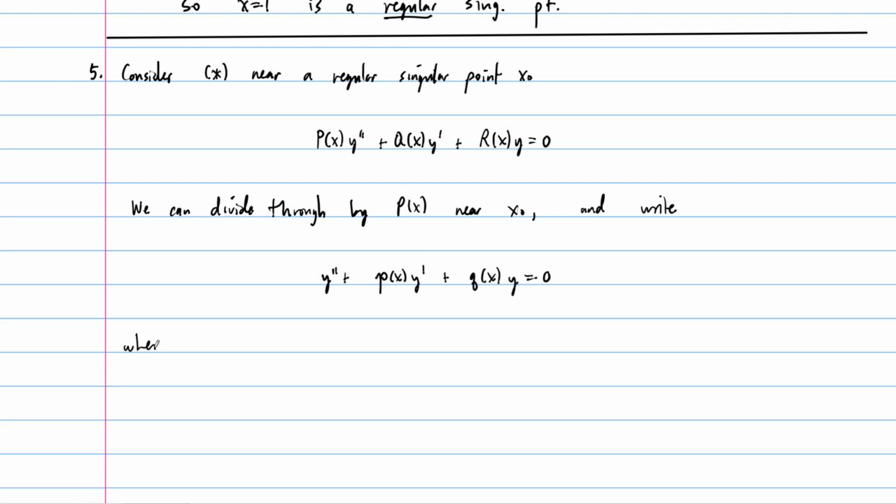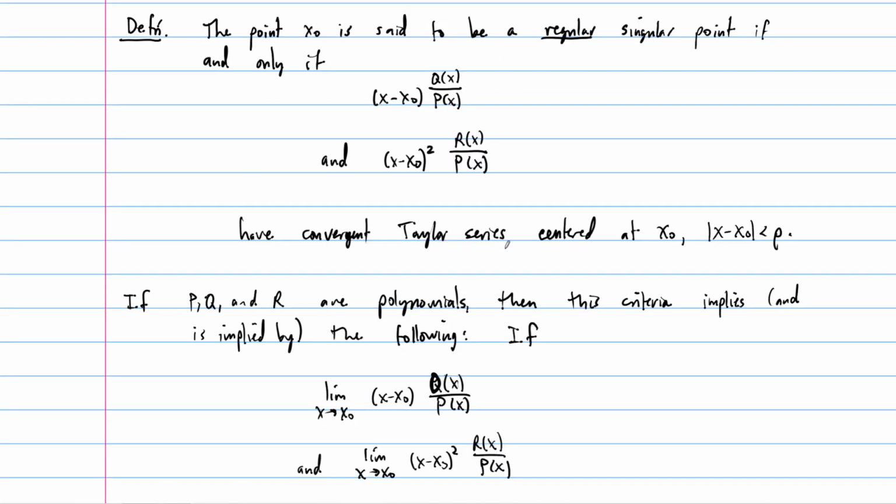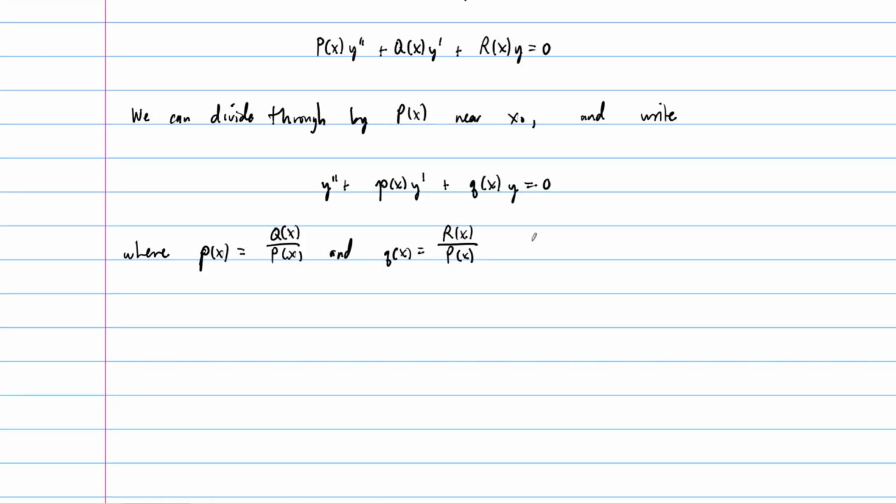And so here we have the following. Now our little p of x is equal to capital Q over capital P, and little q of x is actually equal to capital R over capital P. I know it's confusing, but by our definition of regular, if we scroll back up, these both have convergent power series centered at x naught. So convergent Taylor series centered at x naught. So these have convergent power series representations at the regular singular point x naught.